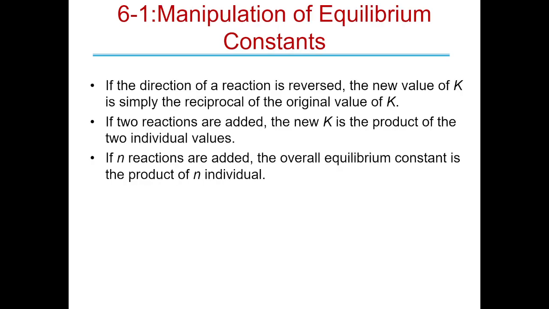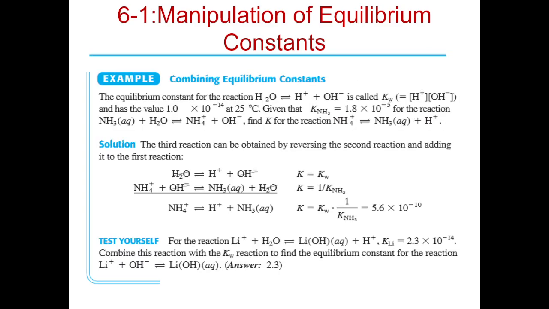If two reactions are added, the new K is the product of the two individual values. So multiplication or division, depending on what you're doing with the reactions, whether you're adding them together or subtracting one off. If N reactions are added, the overall equilibrium constant is the product of the N individual values. So it's K to the power of. And right here, some examples of this.